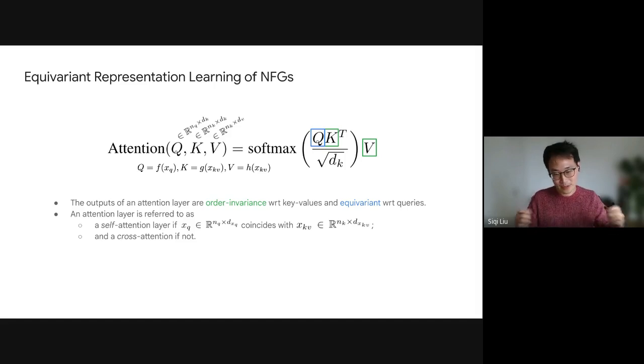A useful property to note here is that the output from this attention operation is order invariant with respect to key values and equivariant with respect to queries. So if you were to swap the ordering of the queries, the output would also swap correspondingly. But if you were to permute the key value pairs, the output would not change. So this is the fundamental building block that we leverage in the design of the architecture.